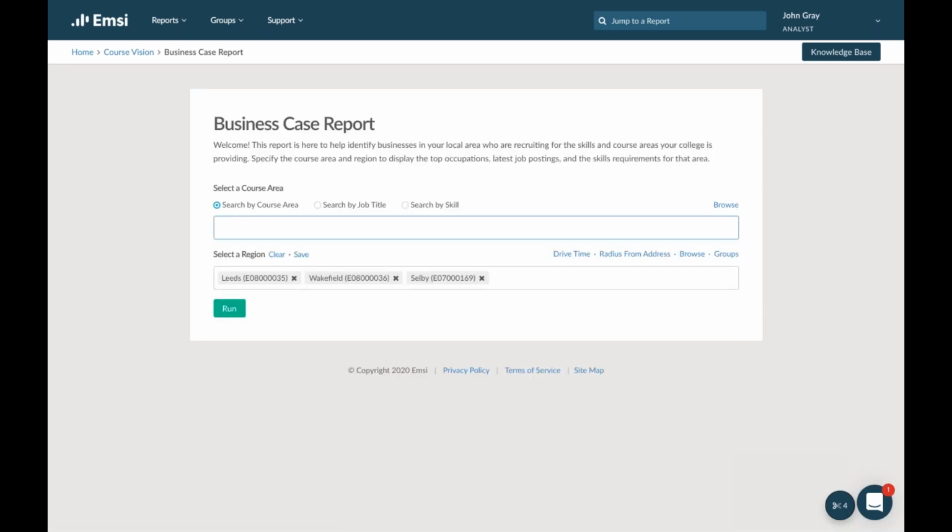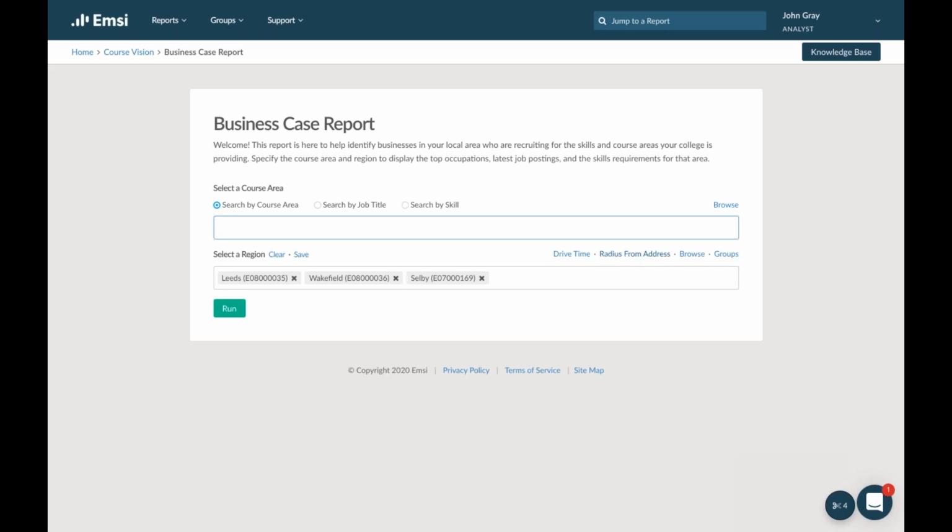So we've worked through from really broad, looking at what's happening in the region, started to map that against job openings and our curriculum, and then ultimately we're going to work down to this more granular level of detail now, which is business case. So again, we can keep the same area that we've selected, and we could change this if we wanted to.